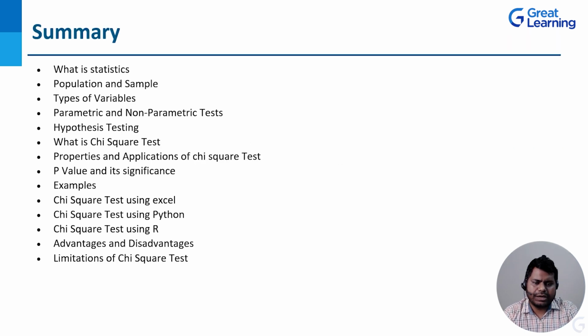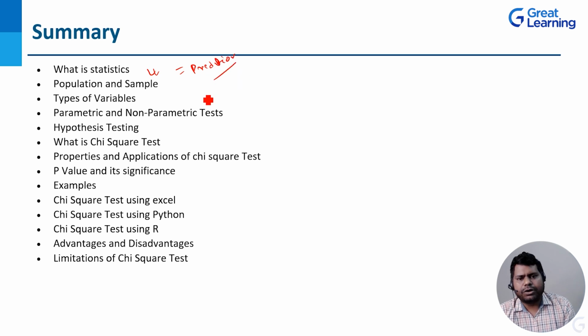Summary. So now we have completed our syllabus for the chi-square test. In this video, we covered what statistics is. We got to know that statistics is a very powerful tool. This helps us in prediction of variables.